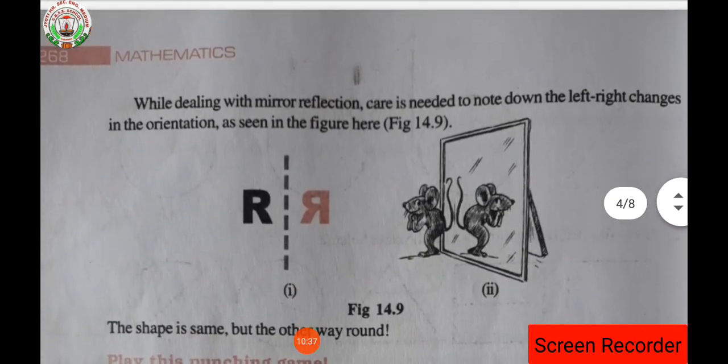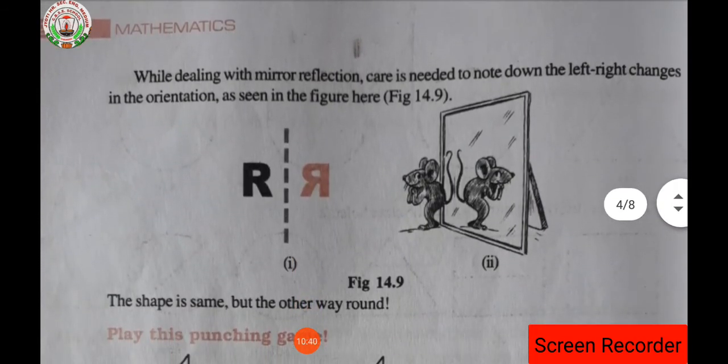Now page number 268, mathematics book, chapter 14, symmetry. While dealing with mirror reflection, care is needed to note down the left-right changes in the orientations, as in the figure here. I had already explained how, when we show the alphabets on the mirror, it looks just opposite. We can take a best example. Have you seen an ambulance? The word ambulance is always written on the car in the form of a mirror image, isn't it? So that kind of image is said to be a mirror image.